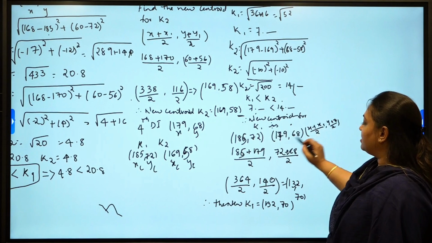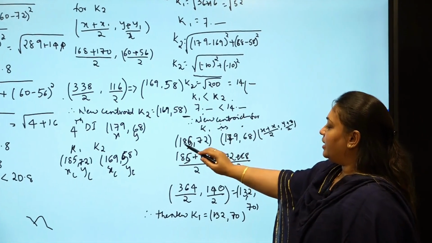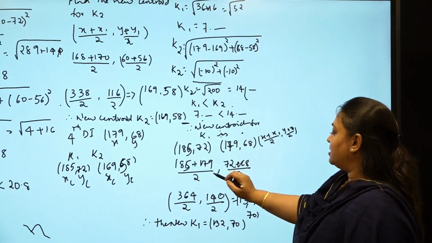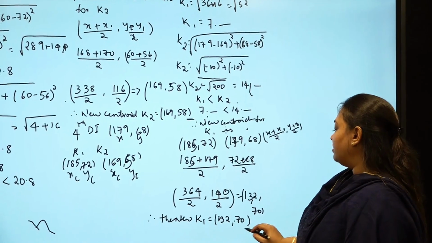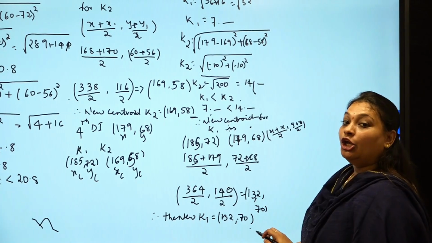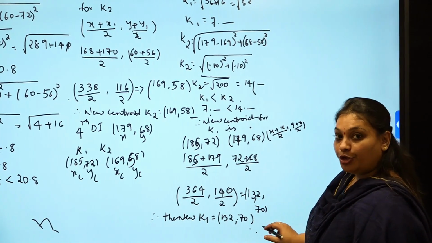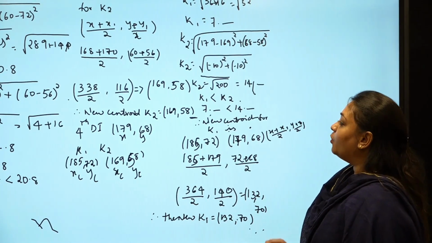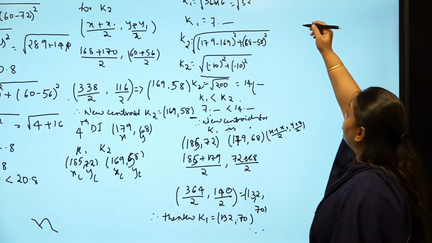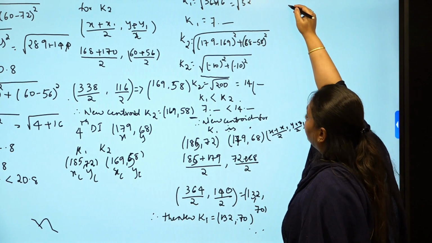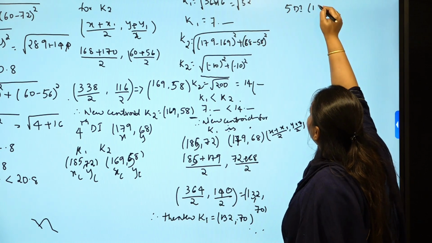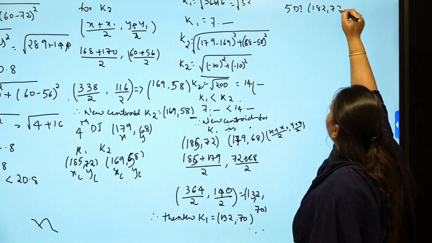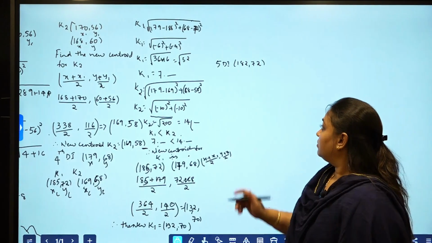So I am using the same formula, I am calculating it. 185 plus 179 by 2, 72 plus 68. Totally I am getting it as 132 comma 70. This is my new K1. From next I am going to use this as my K1. Now your last, fifth data item. Fifth data item is 182 comma 72.